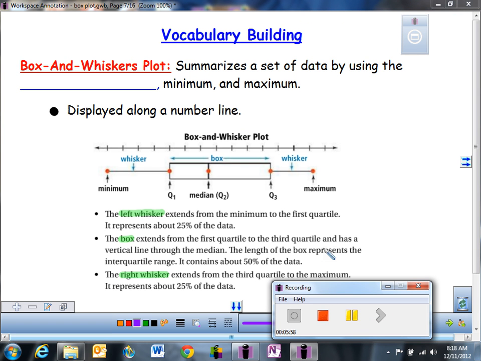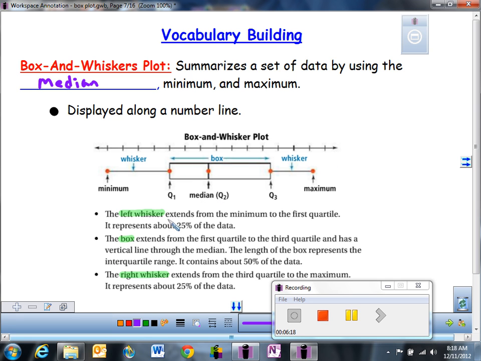Vocabulary. A box and whisker plot summarizes a set of data by using the median, minimum, and maximum displayed along a number line. So always notice that your box and whisker has to be on a number line.